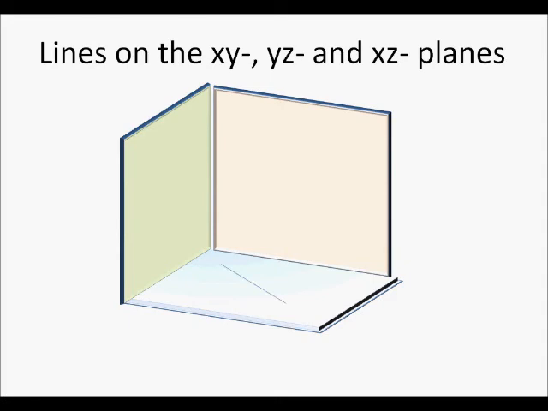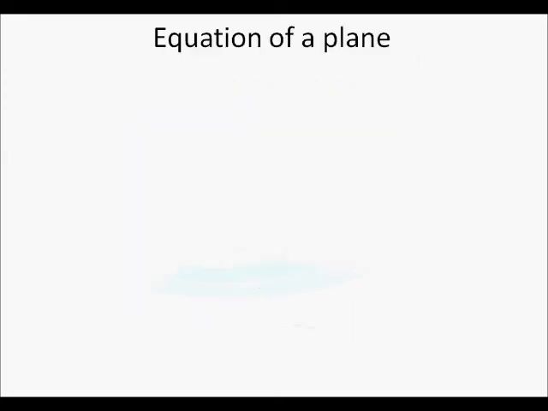A line on the xy plane, this is x, this is y, and this is z. A line on the xy plane will have z equal to 0. So the equation of a line on the xy plane is z equal to 0, a line on the zy plane is x equal to 0, and a line on the xz plane is y equal to 0. So these are the equations for those lines.